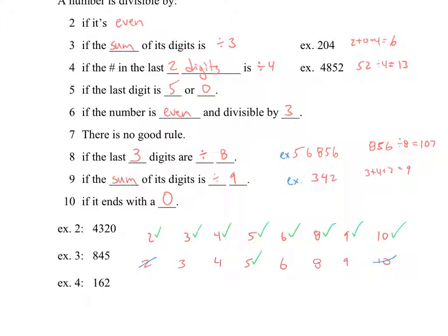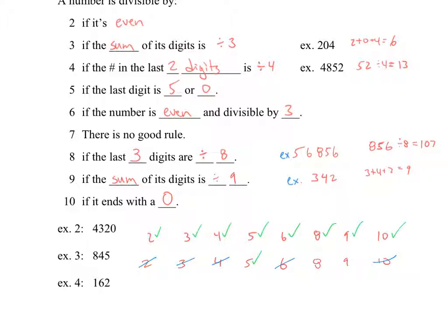Okay, now let's get to a little harder ones. Number 3. So 8 plus 4 plus 5 is 17. Does 3 fit into 17? No. 4s. Does 4 fit into 45? It fits in, but not evenly. No. 6 doesn't work because 2 and 3 don't.